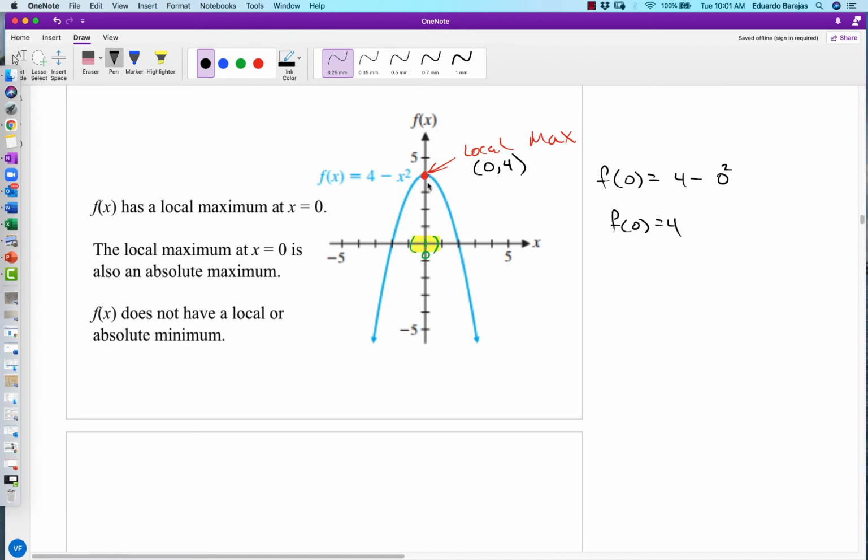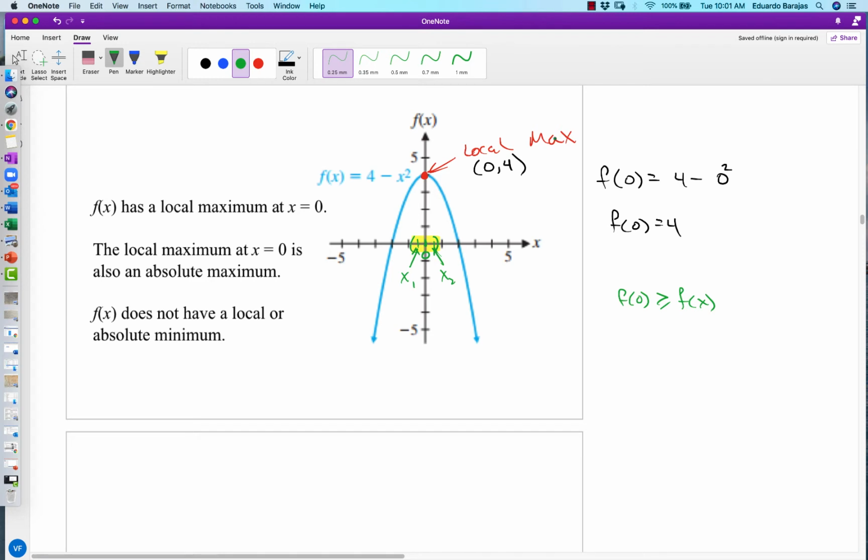Good. By definition of local maximums, we know that any other value of x in this little highlighted region here, x sub 1 could be there, x sub 2 could be there, right? Any x value chosen in this little highlighted region, it will be true that f of 0 will be greater than or equal to any other f of x in that little region. That's how we establish a local maximum.